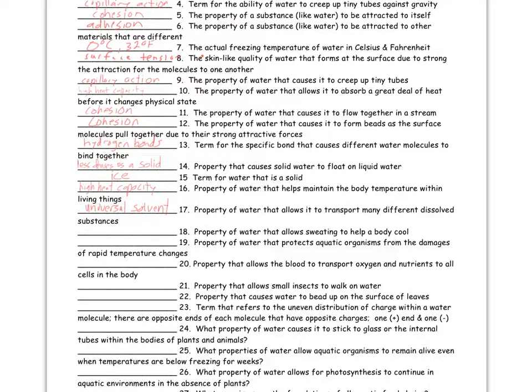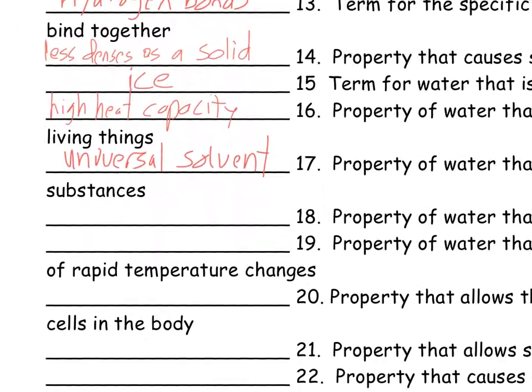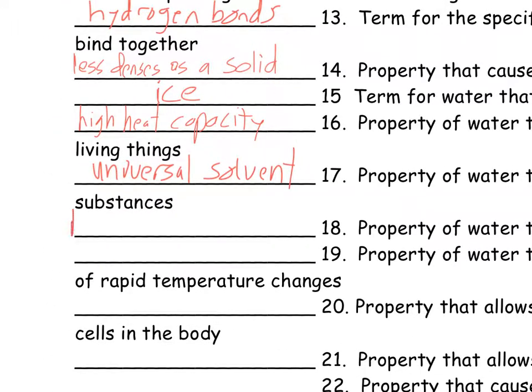Property of water that allows sweating to help a body cool. So it's high heat capacity, or we could also say high heat of vaporization. What that means is not only does water have a high heat capacity, meaning that it takes a large amount of energy to change the temperature of water 1 degree Celsius. High heat of vaporization means it takes a large amount of heat energy to actually break hydrogen bonds and go from liquid water to water vapor.